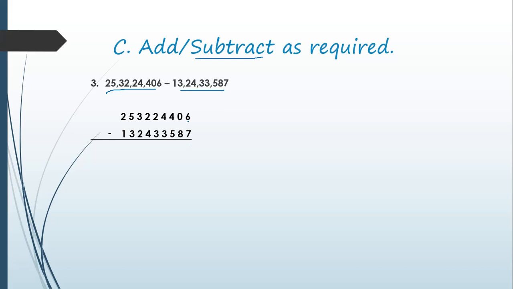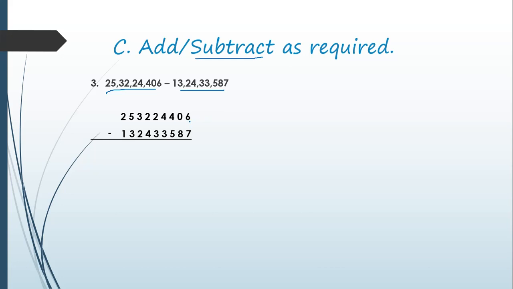I arranged 7 in ones, 8 in tens, 5 in hundreds, 3 in thousands, one more 3 in ten thousands, 4 in lakhs, 2 in ten lakhs, 3 in crores, 1 in ten crores. This way we arranged both the numbers column wise. Now we need to start subtracting from the lowest place to the highest place.